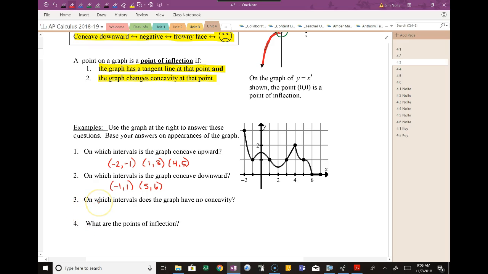So question 3 says, at what intervals is there no concavity? Okay, so from 3 to 4, that little stretch where we had a straight line.